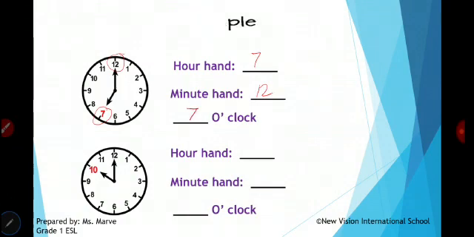How about the next clock? Can you tell me the hour time? Great, it is 10. Right here, 10. How about the minute hand? Correct, it is pointing to 12. So you are going to write 12. How about when you read the time? It is 10 o'clock. Very good.